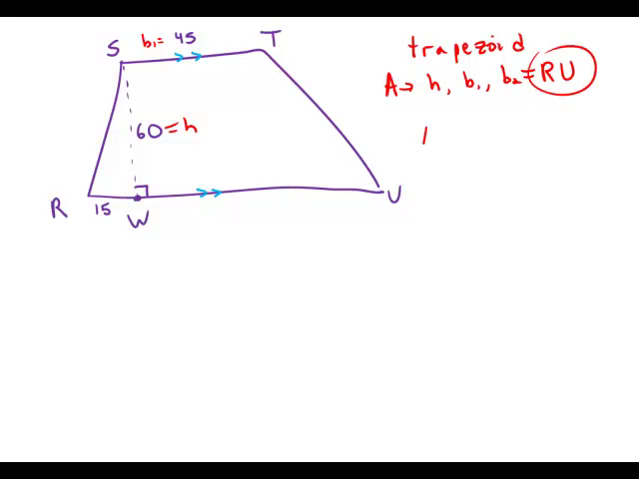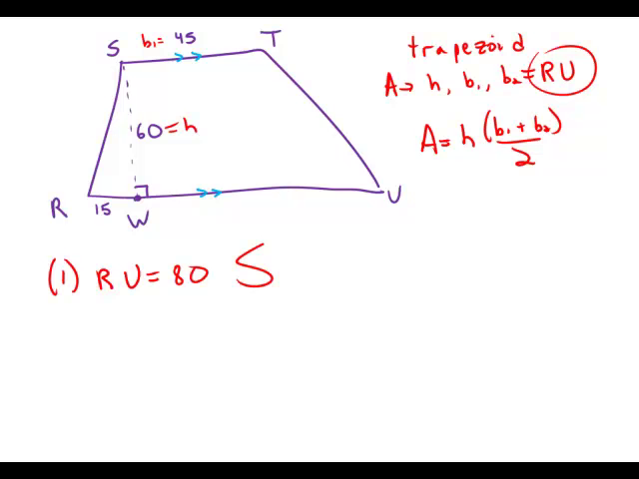You will not need to apply the actual formula, but in case you're curious about it, the formula for the area of a trapezoid is the average of the bases times the height. So statement number 1 tells us RU equals 80. Well, bingo, right there they hand us what we need. We know RU, we can figure out the area. Statement number 1 is sufficient.